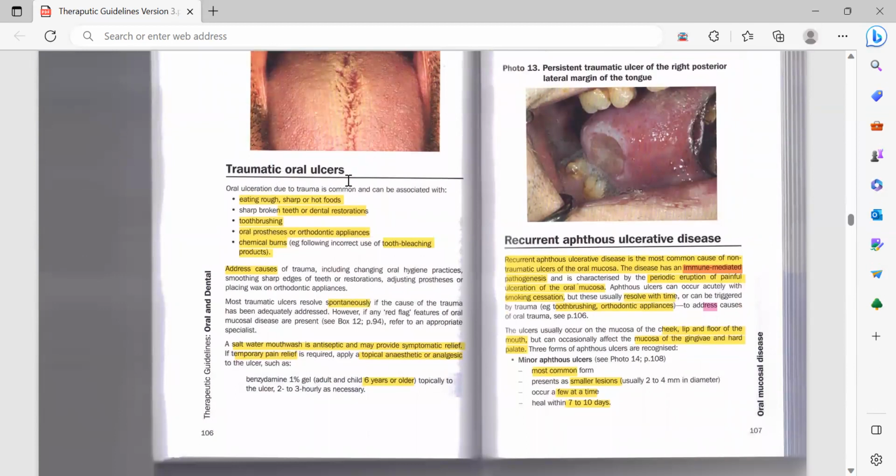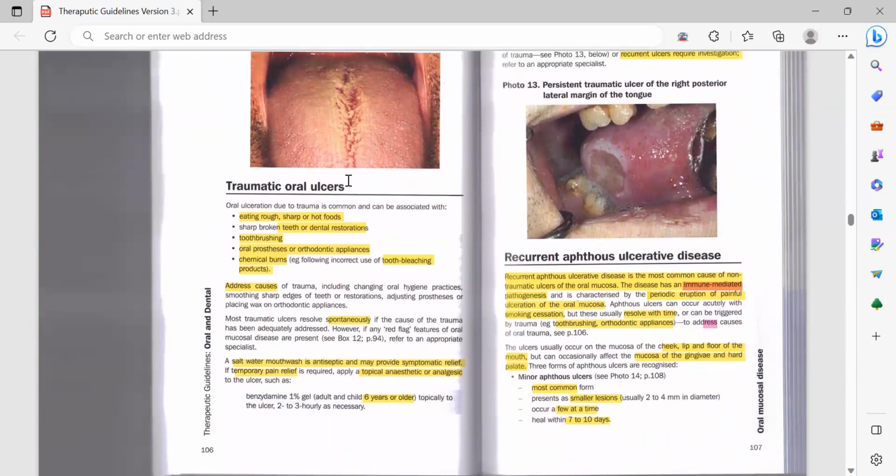Okay, then traumatic oral ulcer. There is a very good scenario and a very important question that comes on this topic, which is the traumatic oral ulcer, where the patient gives you the history of a traumatic oral ulcer, but it has been present for more than 2 weeks or more than 3 weeks. And the ulcer is present on the lateral border of the tongue.